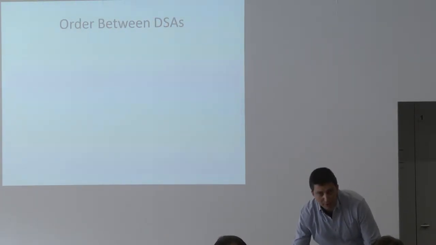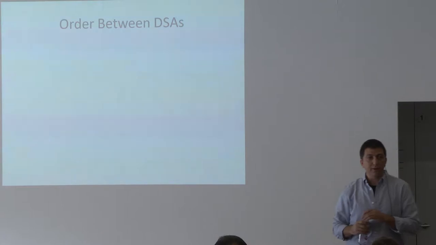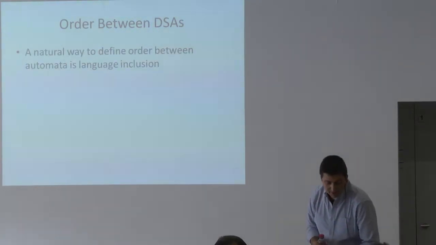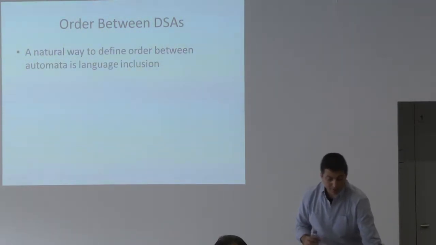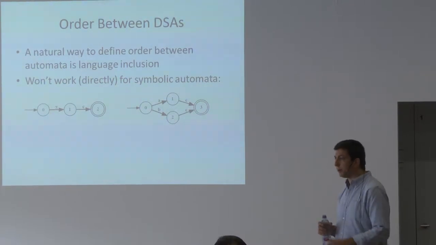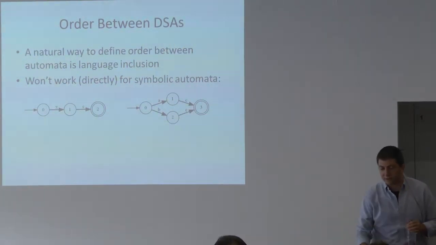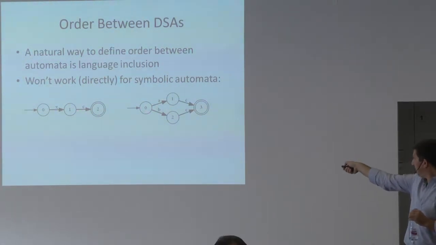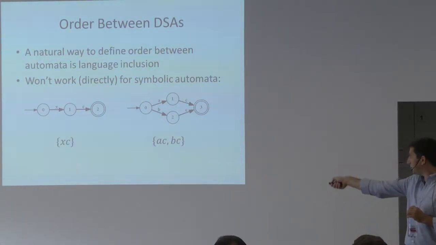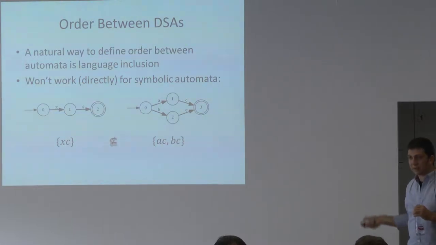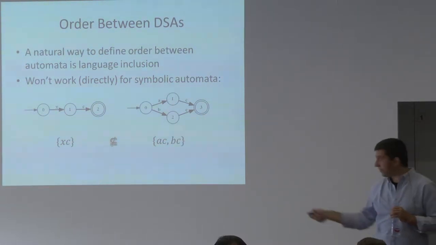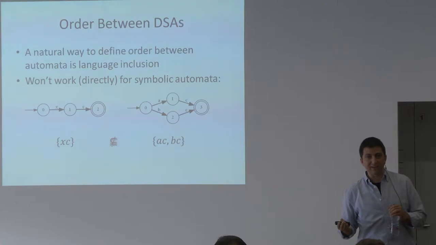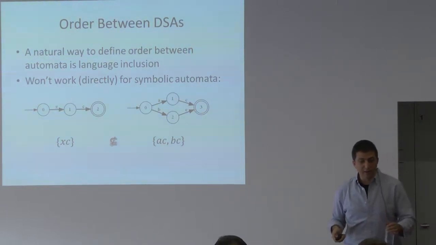Okay, so the next thing I have to do, which is kind of cute, is define an order between these DSAs. The natural way to define order between automata is language inclusion, but if you do it directly, obviously it doesn't work. You cannot ask, is XC contained in this AC, BC? Because if you treat X as a regular letter, you'll get that it's not contained. This is a variable. You need to do something a little bit more sophisticated than that.